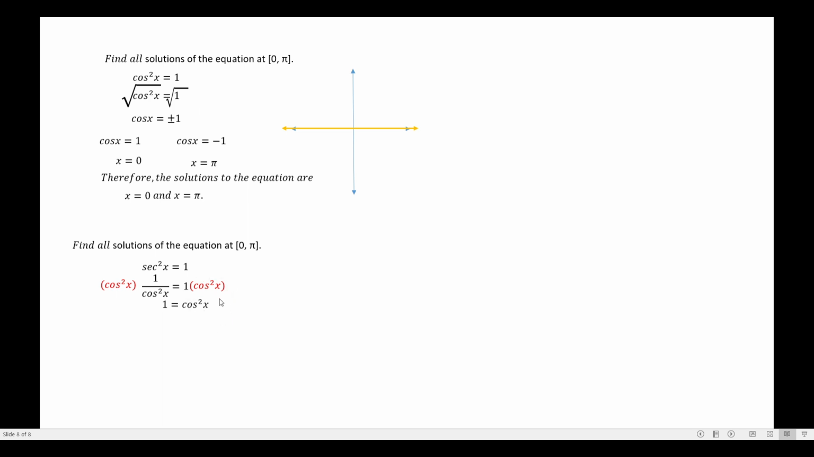Notice that we have the same equation as the previous example here. This is cosine squared x also here. That means you will come up with the same answers: x equals 0 and x equals pi. Therefore, the solutions to the equation are x equals 0 and x equals pi.